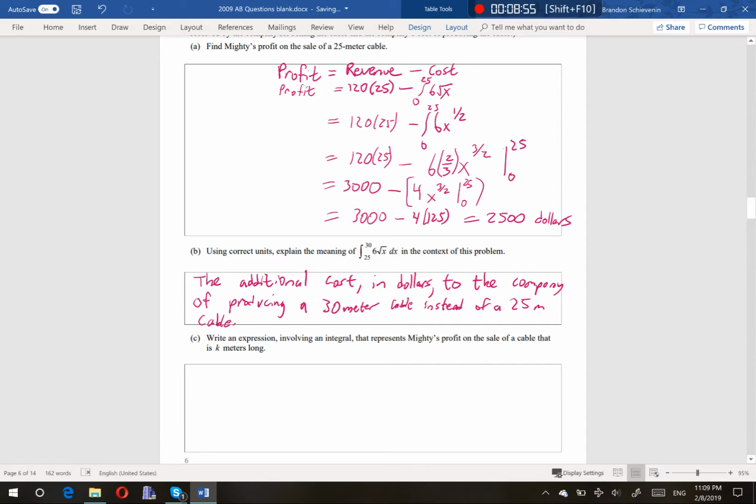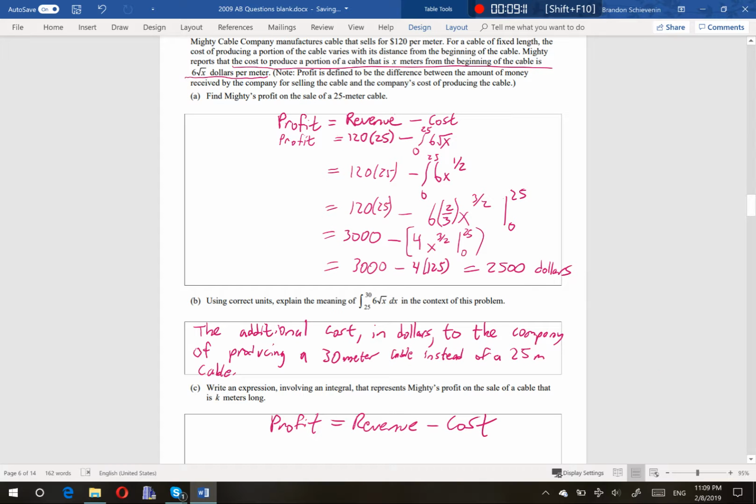Integral. Okay, I'm going to have an integral. Let me go ahead and write my general form for profit here. My profit is equal to my revenue minus my cost. So first, what will my revenue be if we have a cable of any length? 120 times K. Perfect. Okay, 120K is how much money the company will take in.